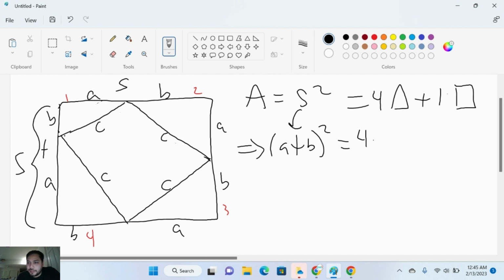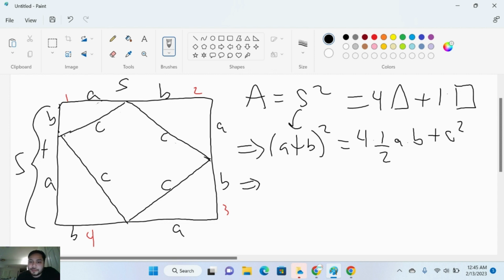And we do 4 times the area of a triangle. Well, the area of a triangle is 1/2 base times height, and in our case, the base is A and the height is B, or vice versa, doesn't matter. We have 1/2 A times B and 4 of them. And then we have the area of the inner square. The inner square is just side squared. The side length is C, so this is C squared.